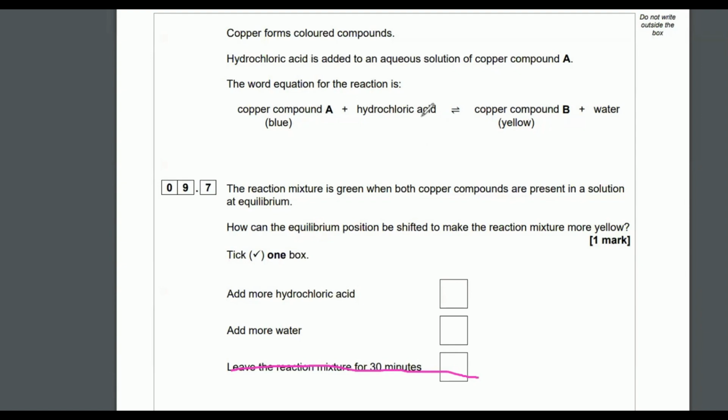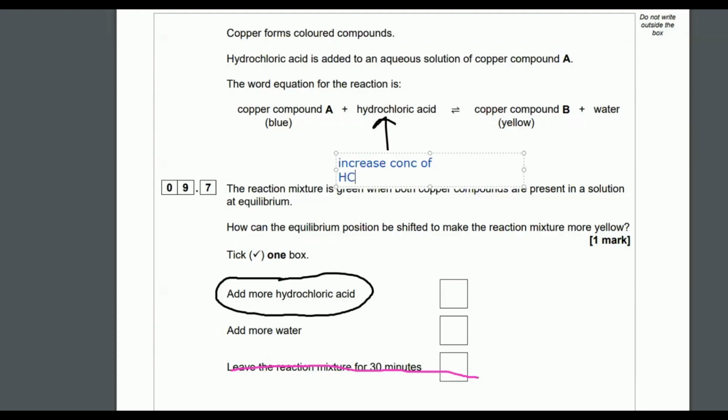Now, we're not dealing with gases here, so we can't change the pressure. And we haven't been told if this is exothermic or endothermic, so we can't change the temperature. But what we have been told is that it's using solutions, or concentrations. So if we increase the amount of hydrochloric acid, Le Chatelier will say it will do the opposite, remember? He said that it's going to try and do the opposite.